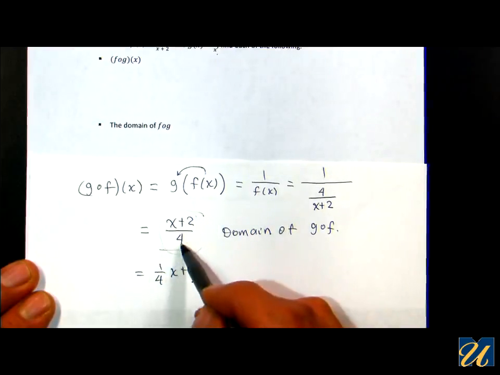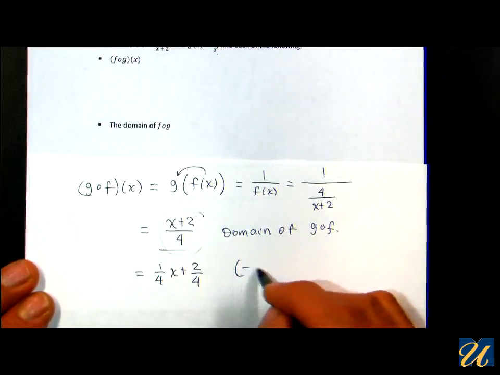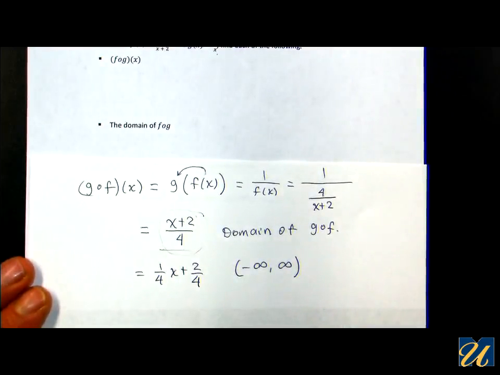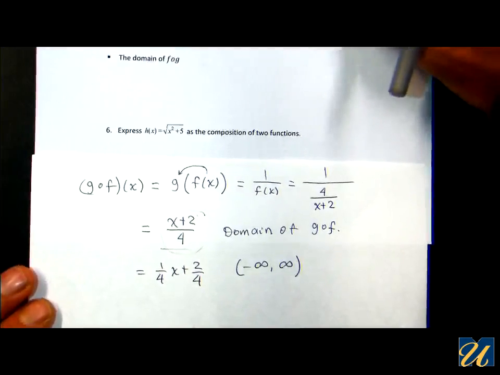And there is a denominator, but it's a number in the denominator. It can never be 0. There's no x in the bottom. So this function here is going to be defined for all values of x, which is negative infinity to positive infinity as an interval. Is there something more to do? Yes, there's one more problem that we can do.